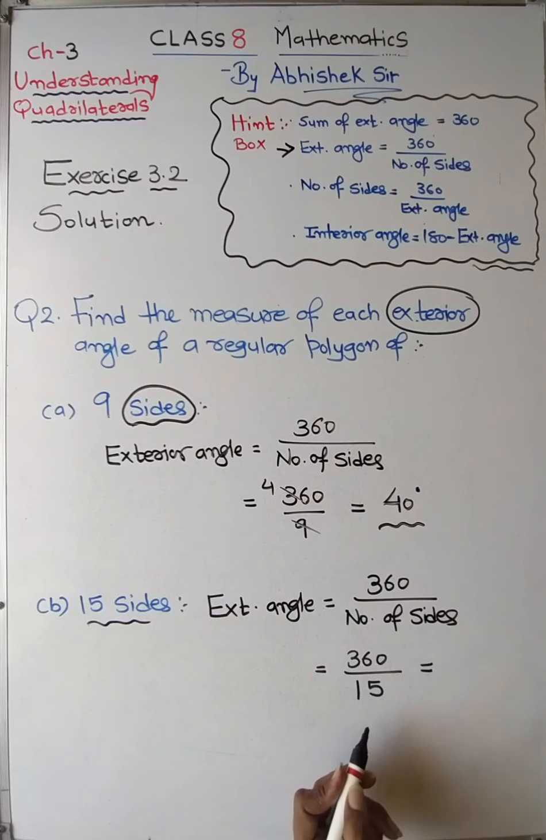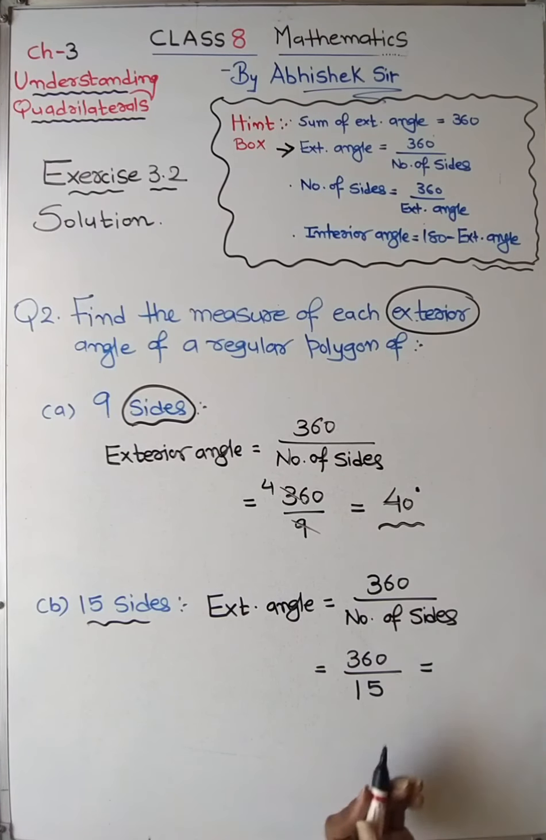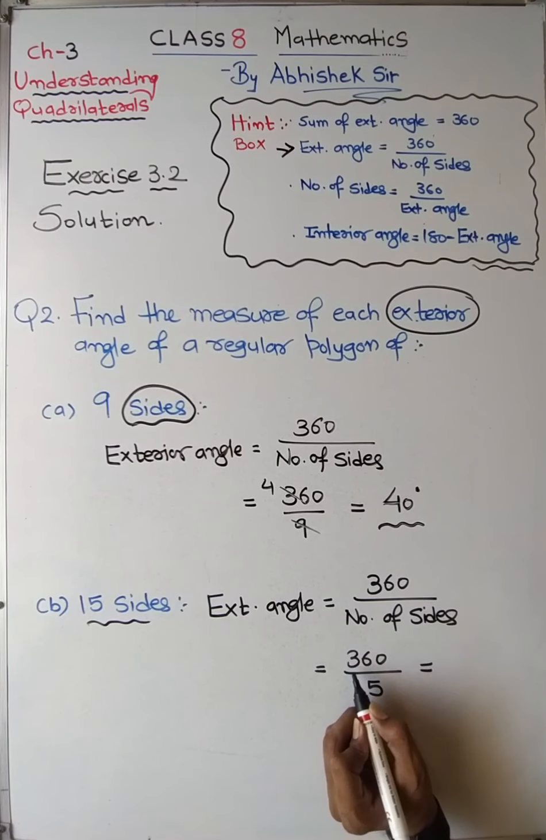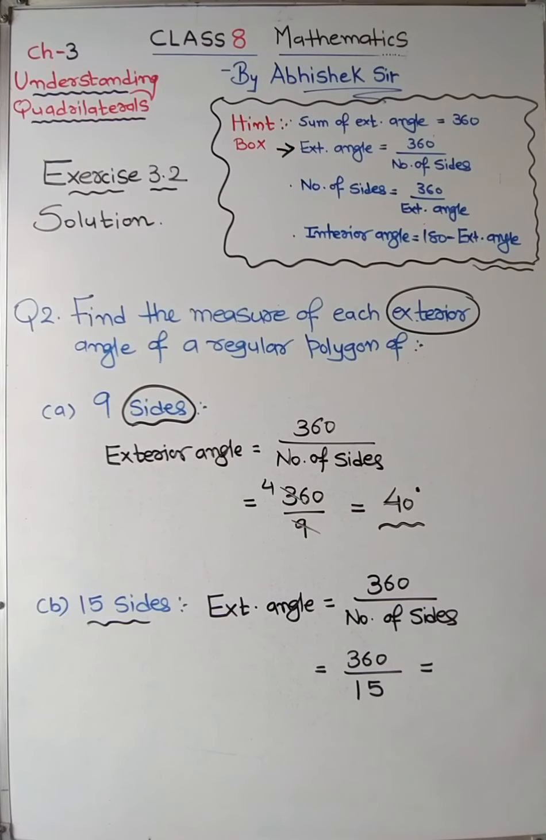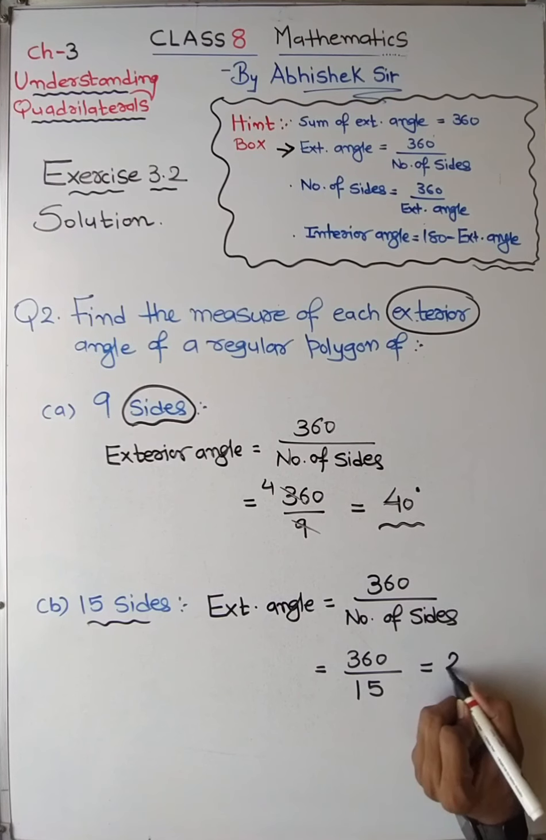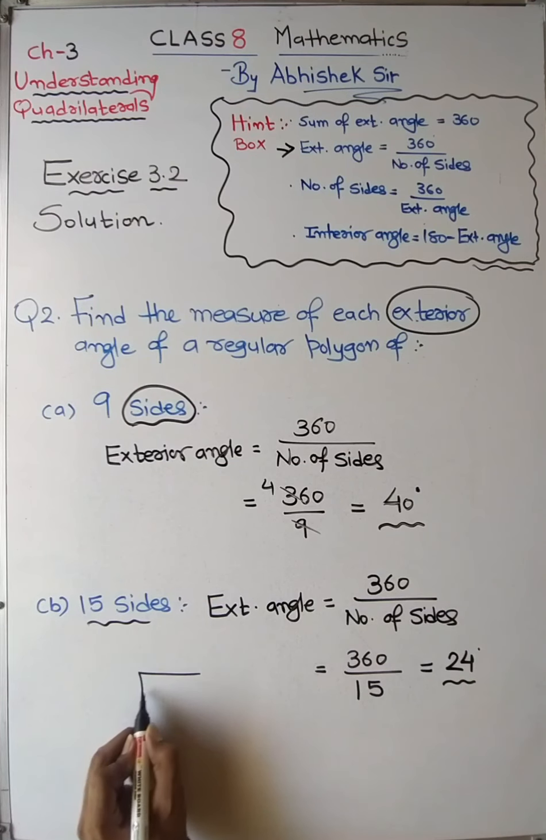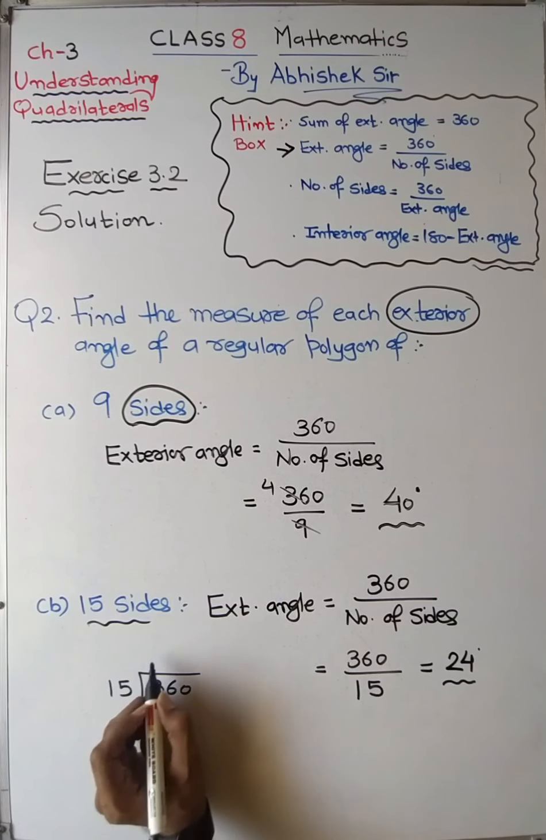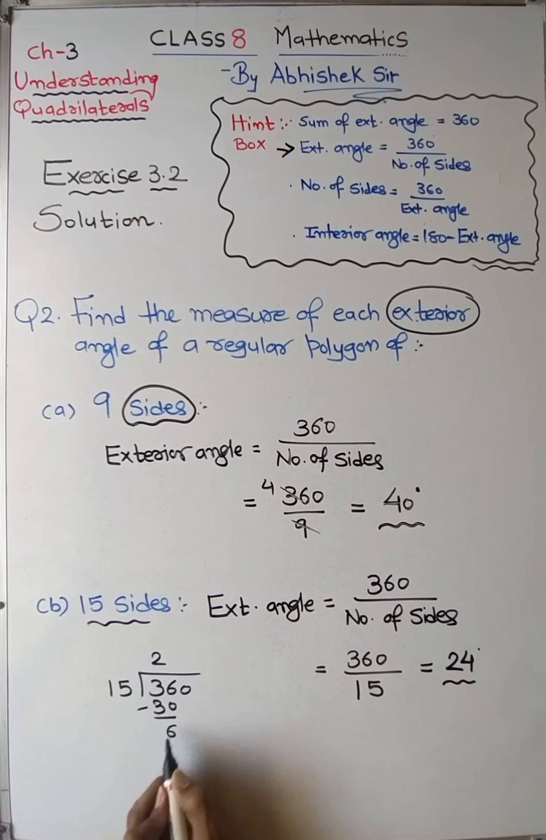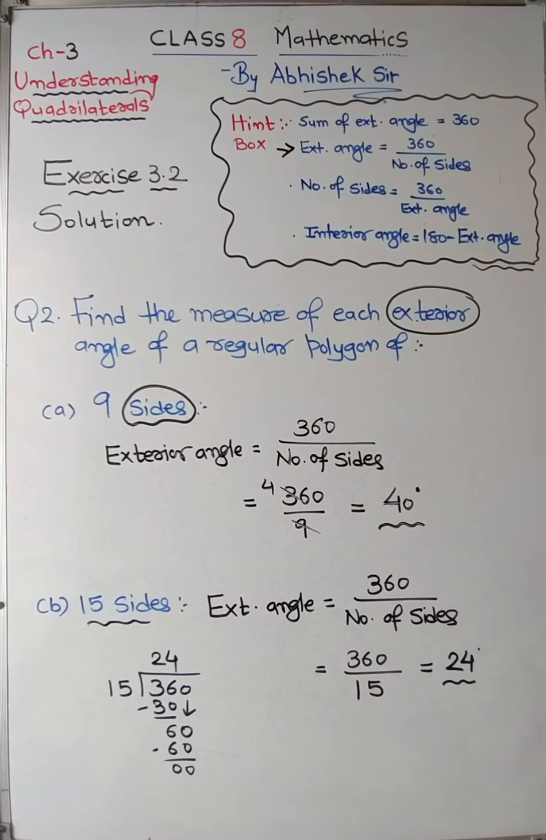So 360 by 15. If you know the table of 15, you can easily do this orally as well. 15 2s are 30, and 15 how many times gives you 60? So 360 by 15, if you do it in rough work, will give you the answer 24. You can do it like this: 360 upon 15, 15 2s are 30, 6, this 0 will be repeated, 15 4s are 60. So you can do the rough work as well. So here is question number 2.